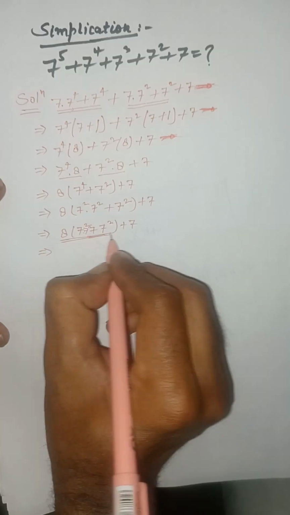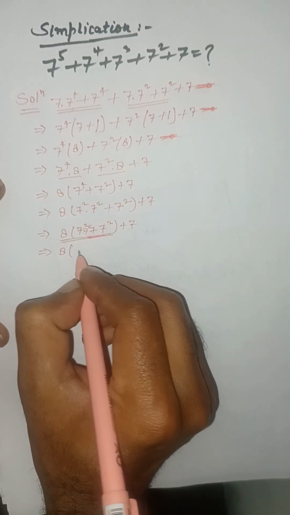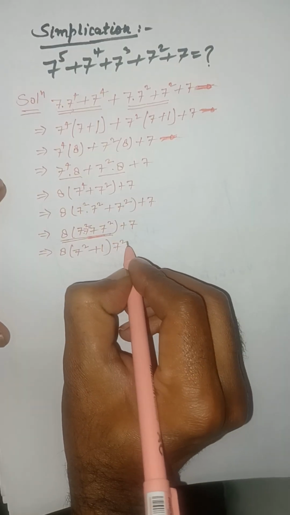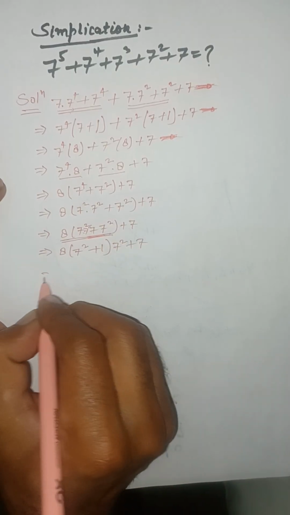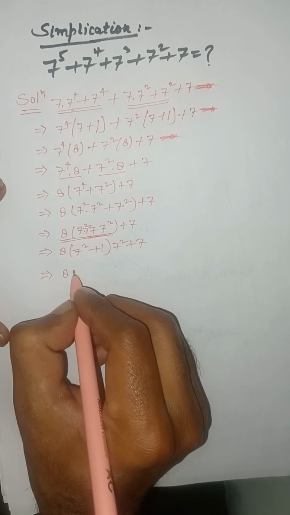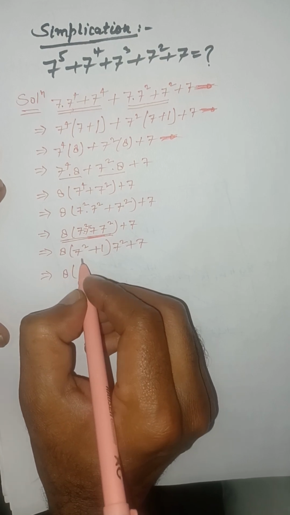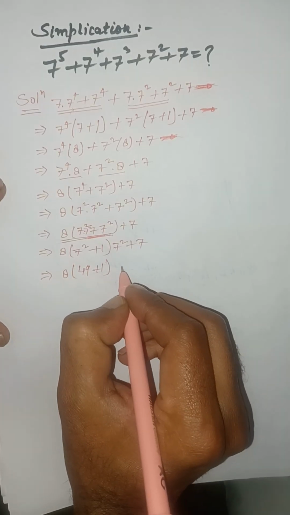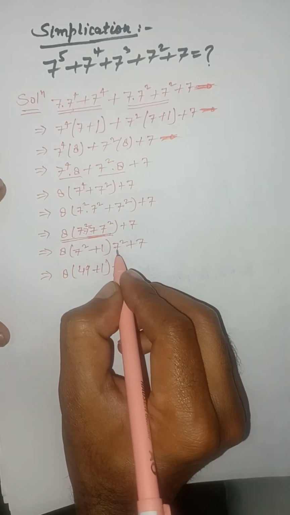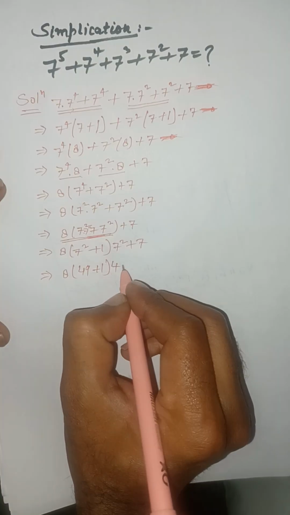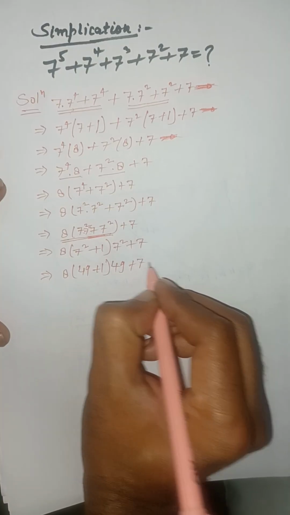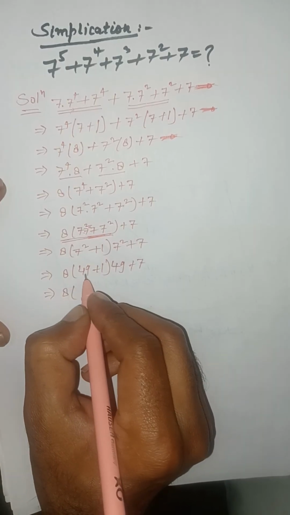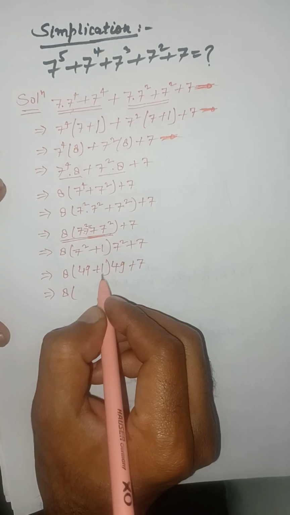7 power 2 is common. 8 (7 power 2 plus 1), 7 power 2 is common, plus 7. 7 square is 49. 7 into 7 plus 1. Oh, sorry. 7 into 7 into 7 power 4 plus 7. 8 (49 plus 1) equal 40.